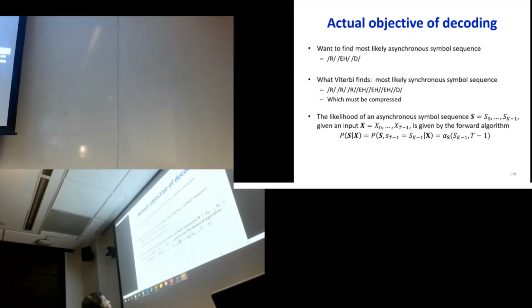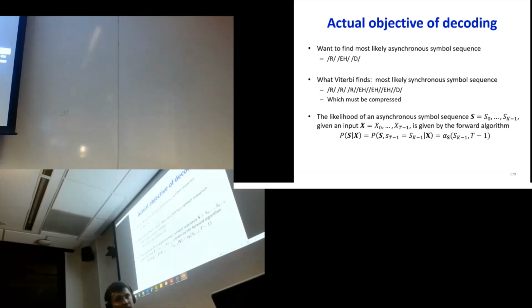Regardless, you have an issue. What we want to find is the most likely order synchronous but not time synchronous symbol sequence. So if you have a sequence of inputs, a sound recording corresponding to the word red, you only want the output R, E, D, and you're not worried about the exact alignment of these symbols. You want to find the most likely compressed symbol sequence without also wanting it to be the most likely time synchronous aligned sequence.